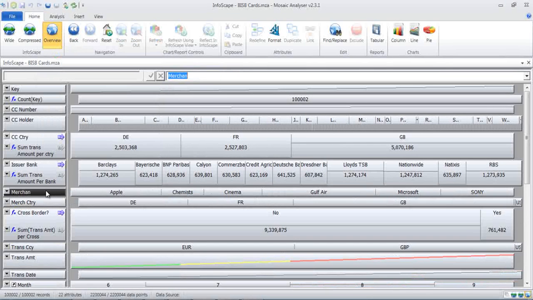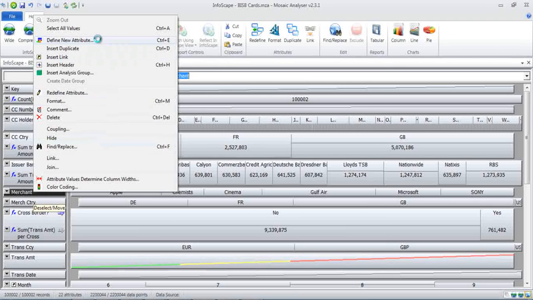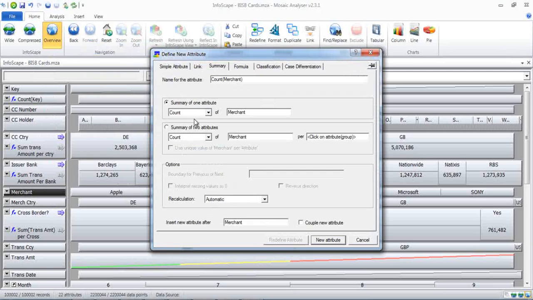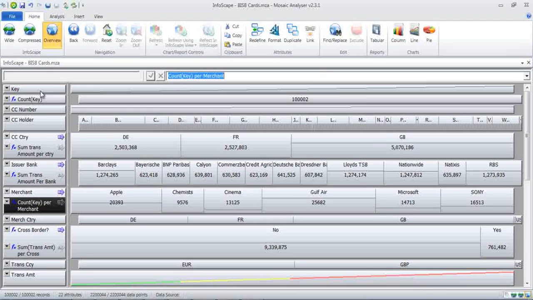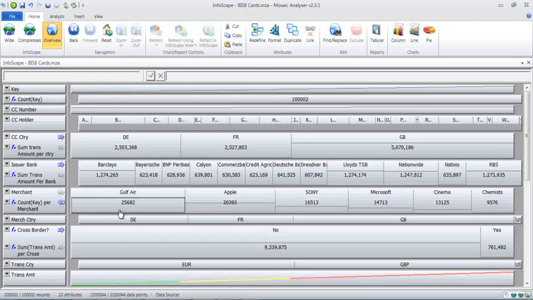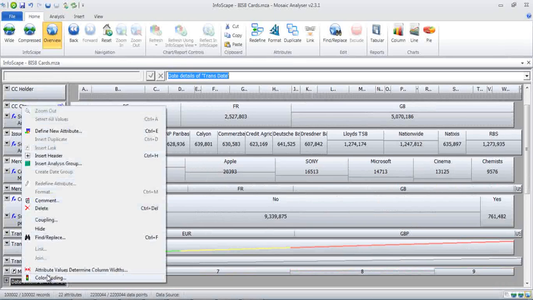We've also got merchant country, whether there's a cross-border transaction, and what I'm doing now is actually creating a new attribute so we can see how many transactions were done at each merchant. There we are. And what we can do now is we put this into ascending order. So as we can see, our largest merchant is Gulf Air, followed by Apple, Sony, etc., etc.